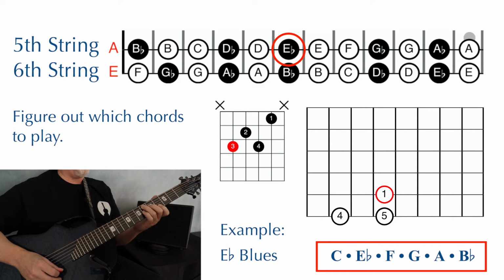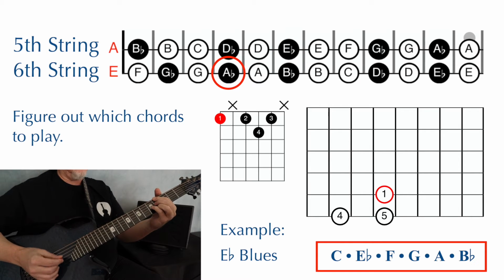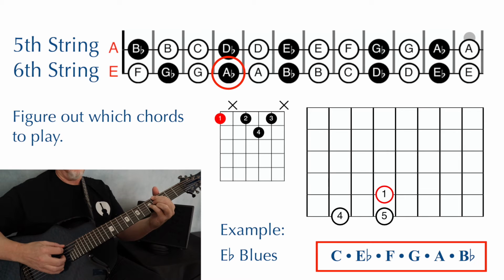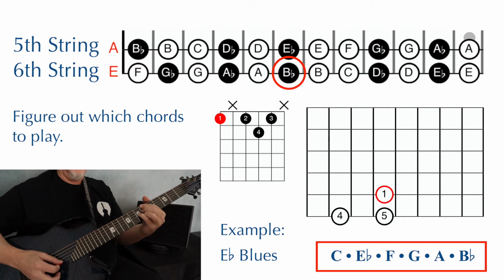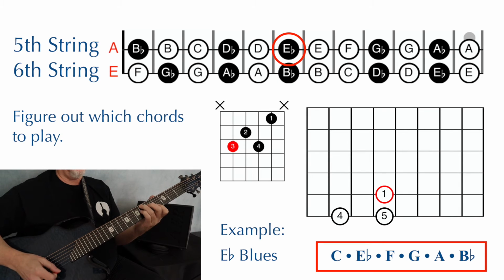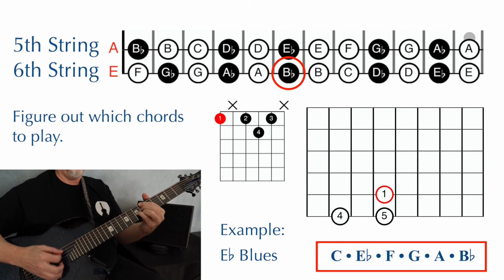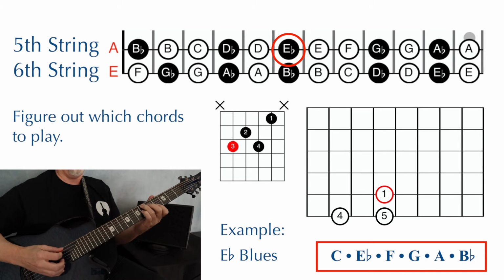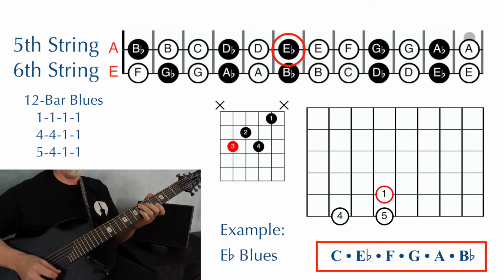Your 4 and 5 are both going to be 6th string shapes. I'm going to use this 6th string dominant 7 shape. There's my 4, move it 2 frets higher, and there's my 5. So 1, 4, 5, and 1. And then play a blues progression.